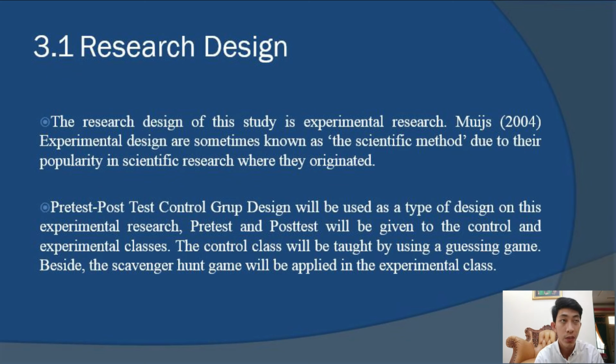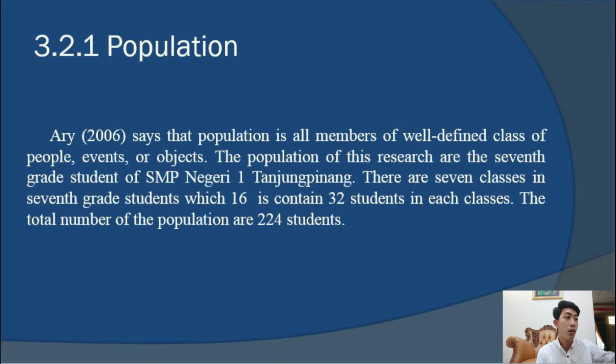Now we move to 3.1, research design. The research design of this study is experimental research. According to Muitz 2004, experimental designs are sometimes known as the scientific method due to their popularity in scientific research where they originated. Pre-test, post-test, control group design will be used as the type of design in this experimental research. Pre-test and post-test will be given to the control and experimental classes. The control class will be taught by using a guessing game, while the scavenger hunt game will be applied in the experimental class.